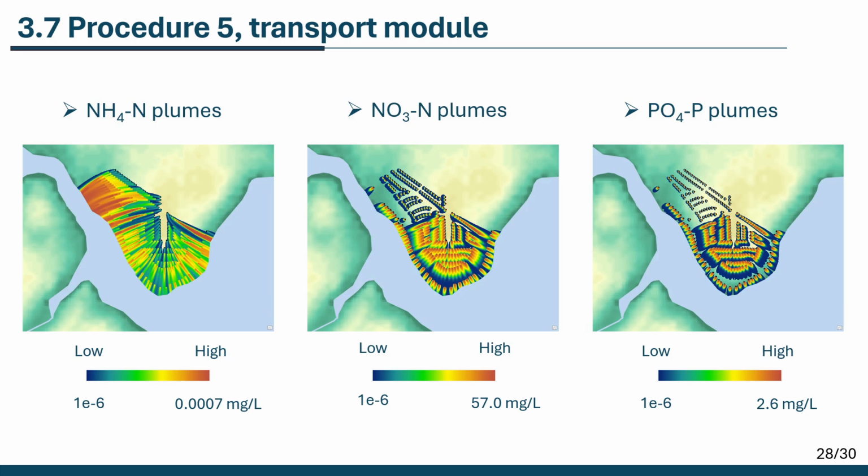Like this slide shows, we will have the results. The results are ammonium plumes, nitrate plumes, and phosphate plumes. All these plumes show the contaminant concentrations in groundwater, and the colors represent different values. We can find a very small value of ammonium in groundwater. This is because significant nitrification has occurred in the vadose zone in this case. Therefore, most of the ammonium has been converted into nitrate in the vadose zone.